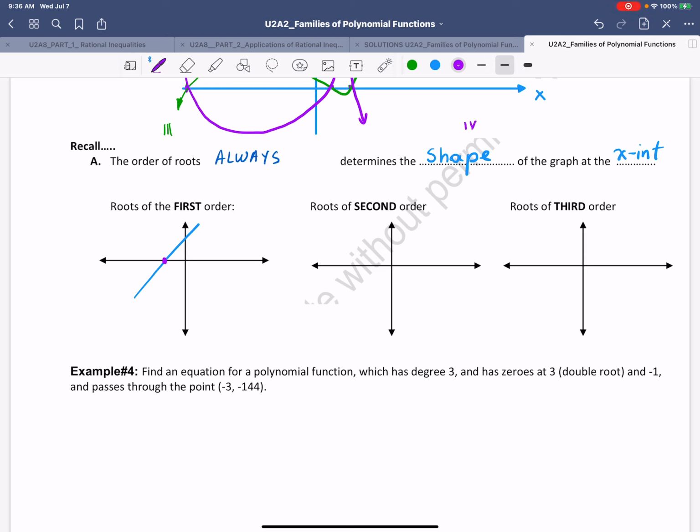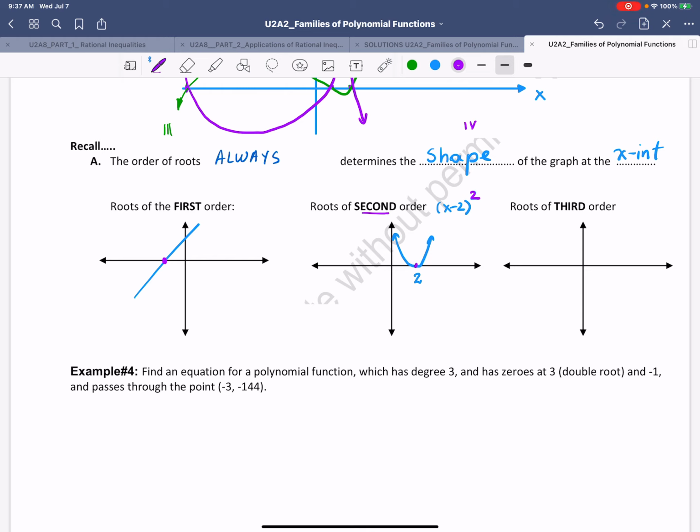In a second order root, which happens when, say, for example, a certain factor in the polynomial is brought to the power of 2, that's where the word second order comes from. The shape of the graph at the x-intercept, which will be at 2 in this case, will be that of a turning point.